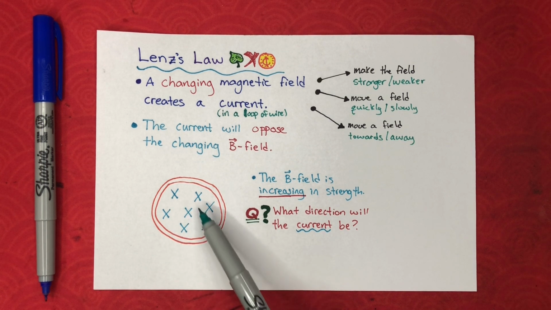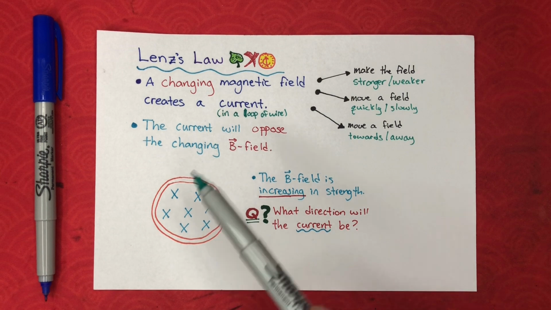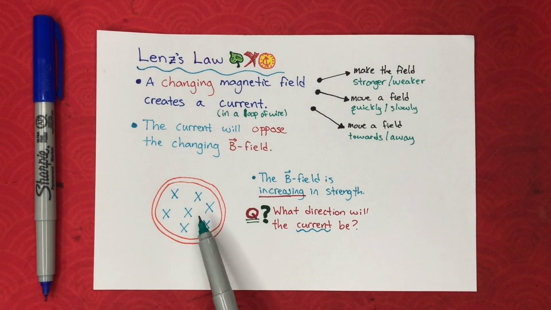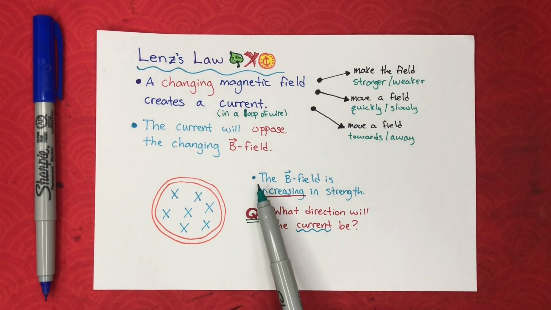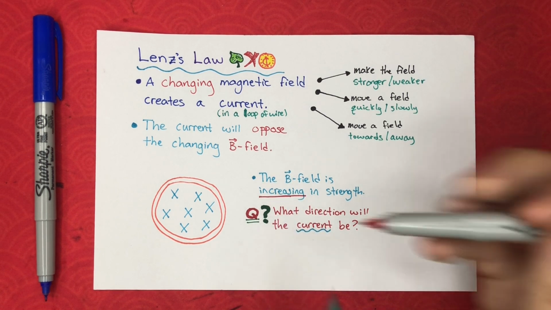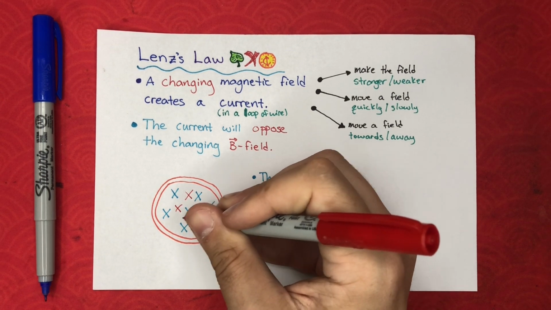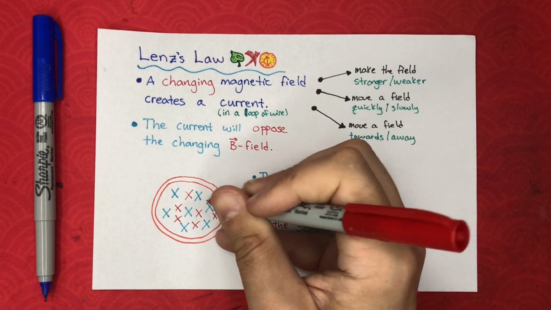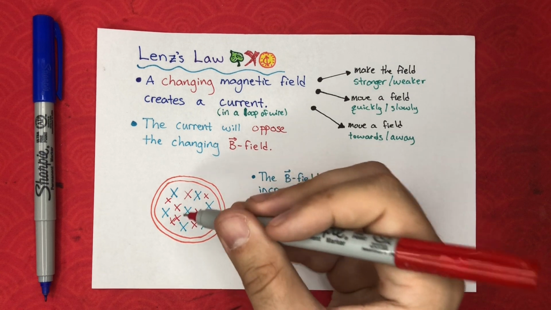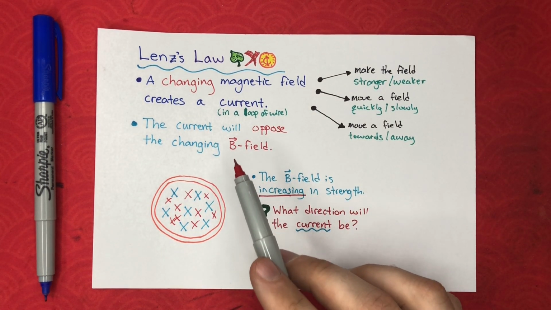We see that there is a loop of wire and there is a magnetic field that is pointing into the page, okay? In this example, we say the B field is increasing in strength. So what does that mean? That means that there's becoming more and more magnetic field lines going through this loop of wire. Now, Lenz's law says that the current will oppose the changing B field. So what does that look like?